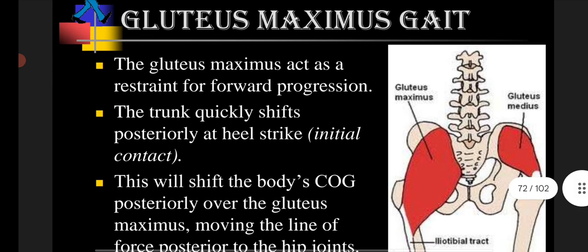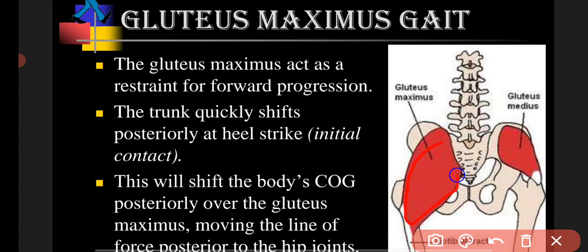So, see, this is the gluteus maximus muscle where we sit. We will be supported on the gluteus maximus maximally during the sitting position. The whole support is on the gluteus maximus muscle. The gluteus maximus acts as a restraint for forward progression.